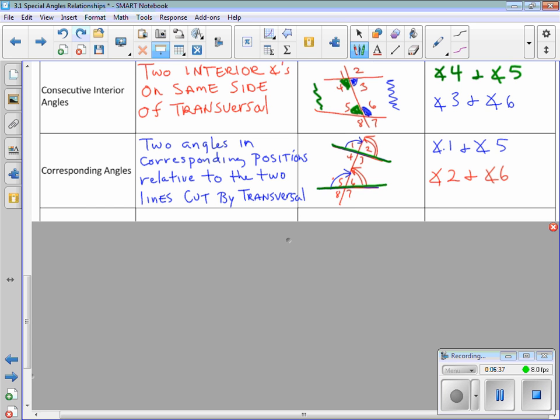Can you think of the angle that would correspond to angle 3? So hopefully you looked down and found angle 7. How about angle 4? Could you find this corresponding angle that goes with 4? And I'm hoping that you said 8, and if you did, you've got it. Otherwise, rewind me and try to make sure you understand that concept.